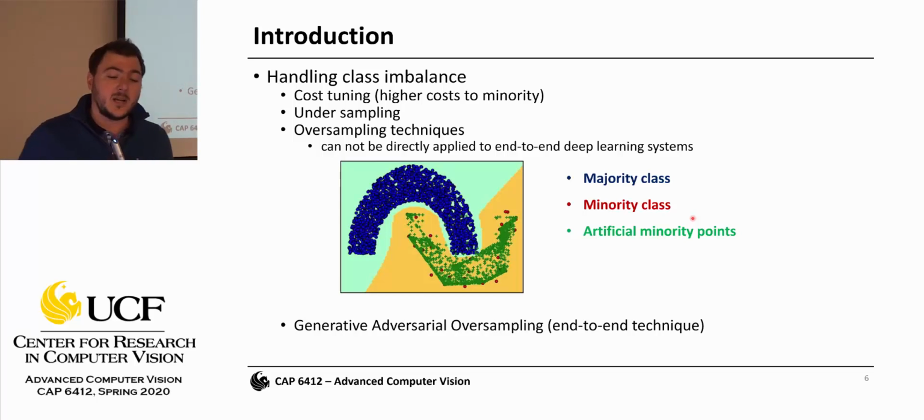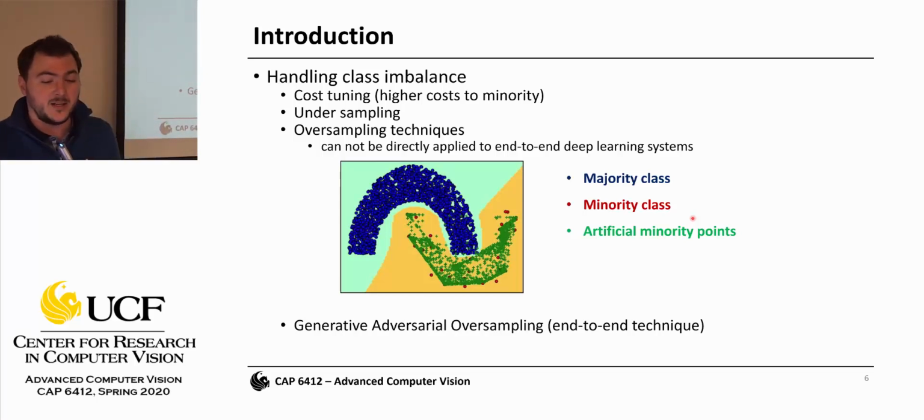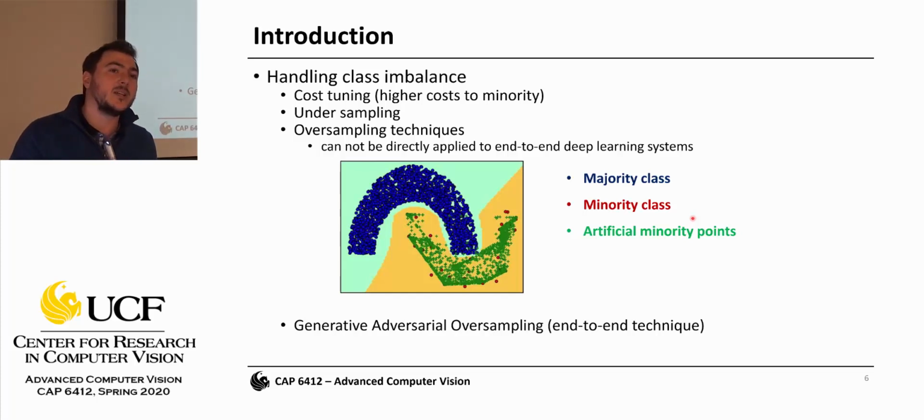That usually cannot be directly applied in an end-to-end deep learning system, meaning first you have to oversample your data set and then you go on to train your classifier. The proposed method is an end-to-end technique using generative adversarial networks to do oversampling. What that means is, as on the green points you can see here, you basically suggest new artificial points belonging to the minority class, trying to help the model better classify this data set.